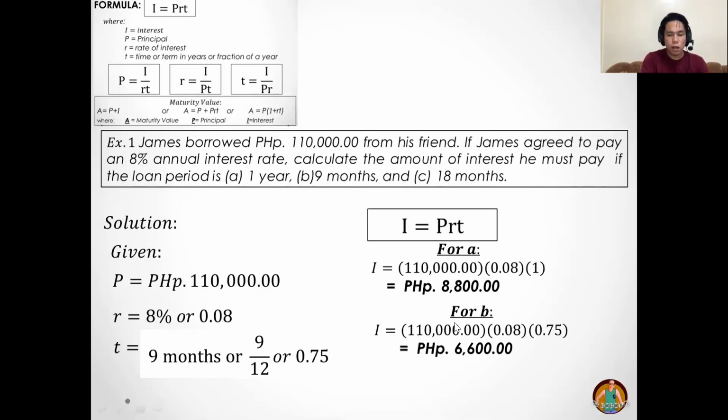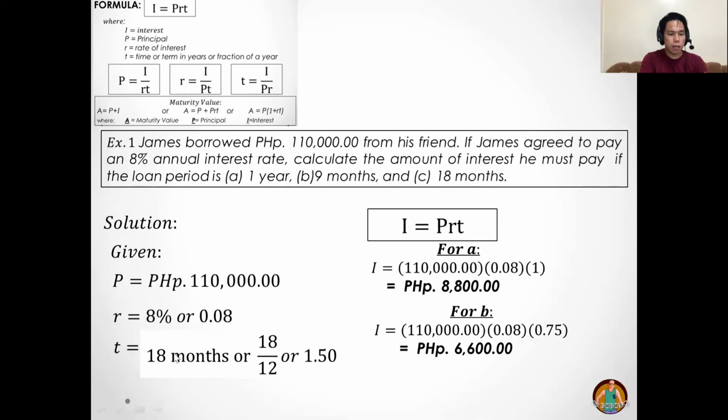Okay? Substitute. So, I is equals to P times R times T. Our P is 110,000. Our R is 0.08. And our T is 0.75. Multiply, we will have 6,600 pesos for 9 months. Okay? Sige. Next. For C is equal to 18 months.